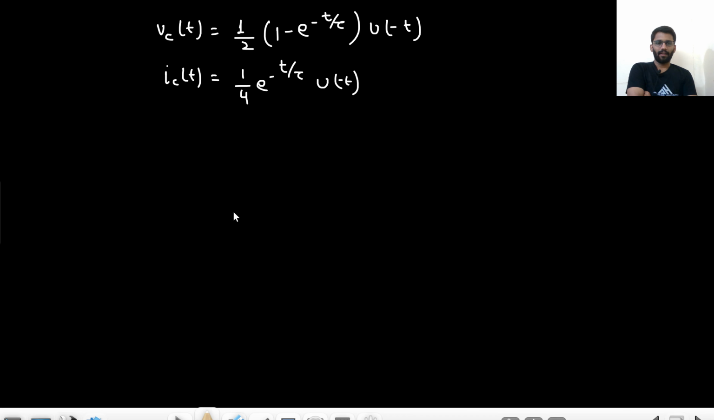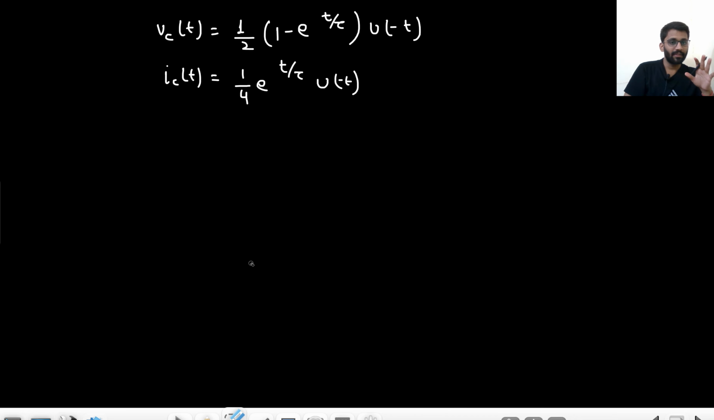Did I write it correctly? What I will do, I will put t equals infinity here, t equals minus infinity here. What will it give me? It will give me an infinite value, and this is not what I want. If I put t equals minus infinity, this negative sign will not come.